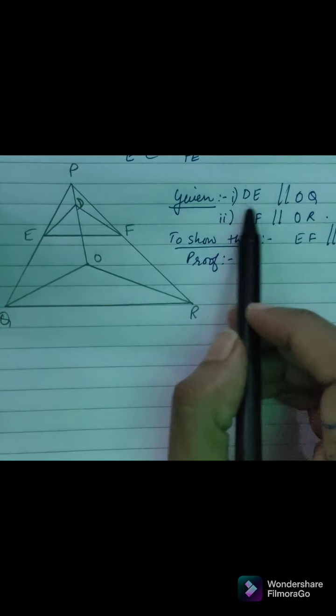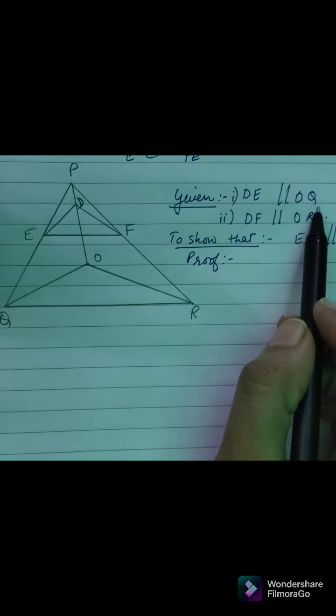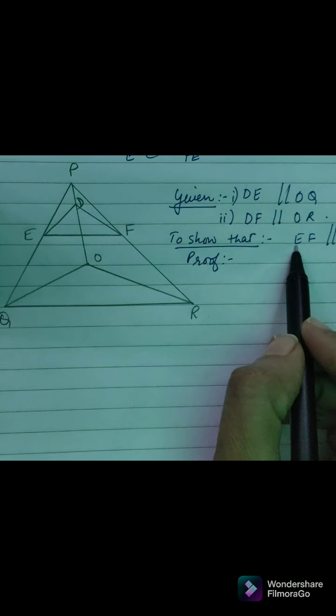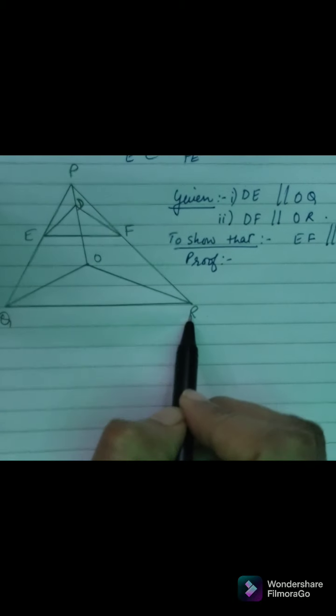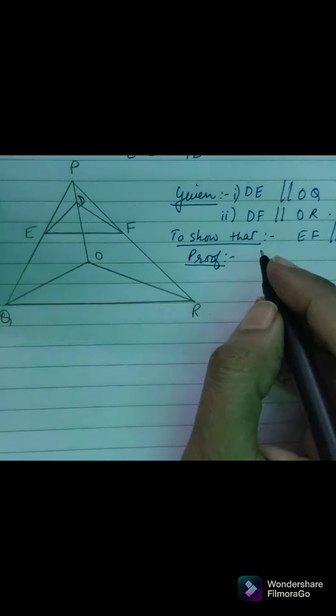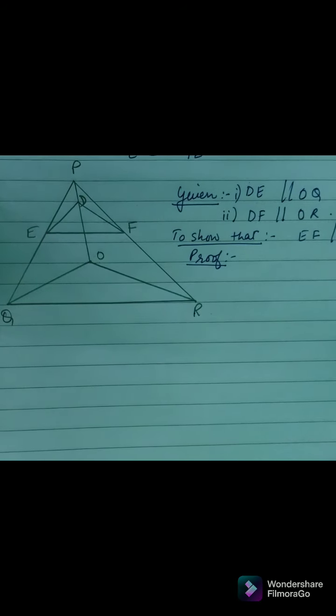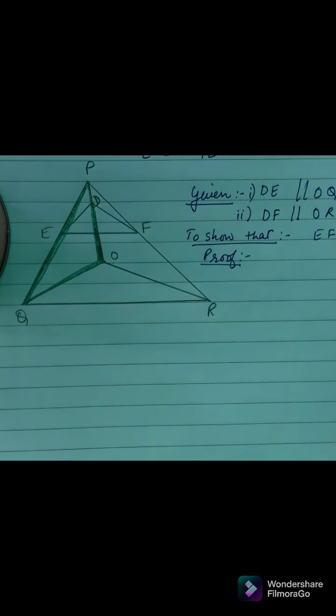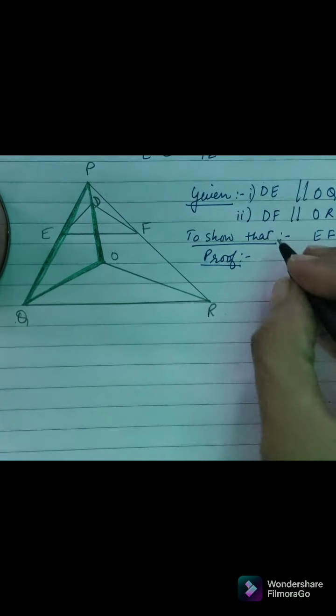Okay, starting with question number 5. What is given to us? DE is parallel to OQ and DF is parallel to OR. We have to show that EF is parallel to QR. Fine. So I am starting with the proof. First I am going to take triangle POQ.